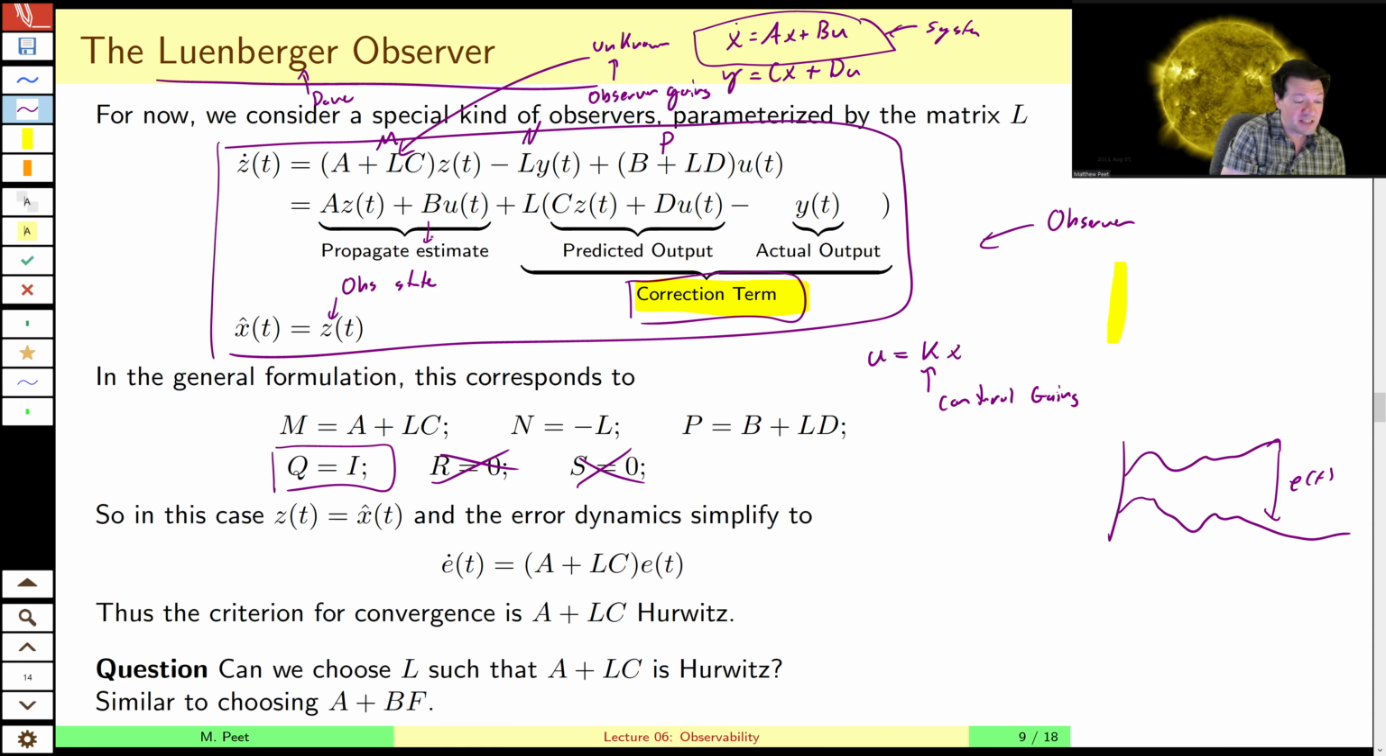And that language, correcting based on errors, is indicative in that this whole term here is the error. Well, we can't actually measure the error in the state, so that's not an option. But we can measure the difference between what we predict the output to be. We can only measure outputs. So what error do we have available to us? In terms of errors, we have errors in the outputs, or the predicted output.